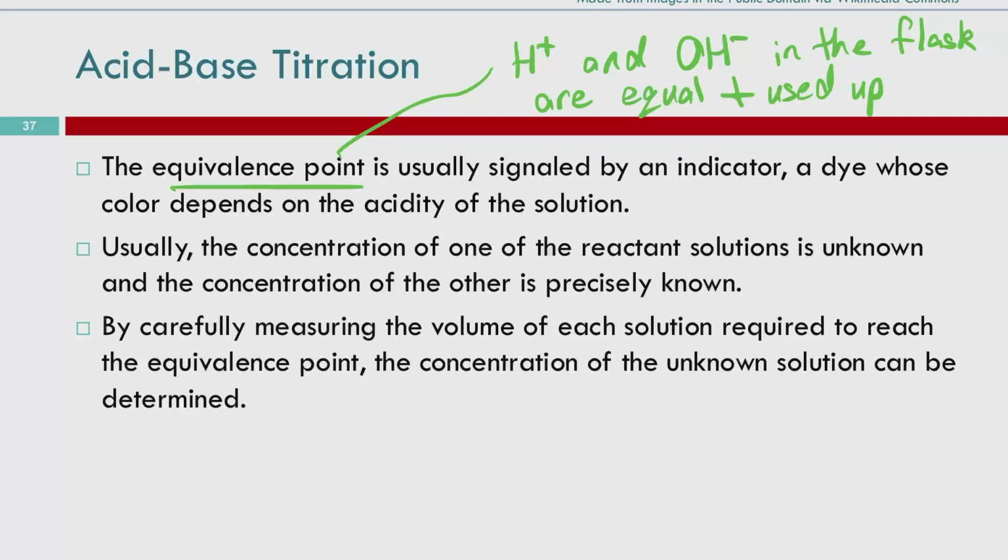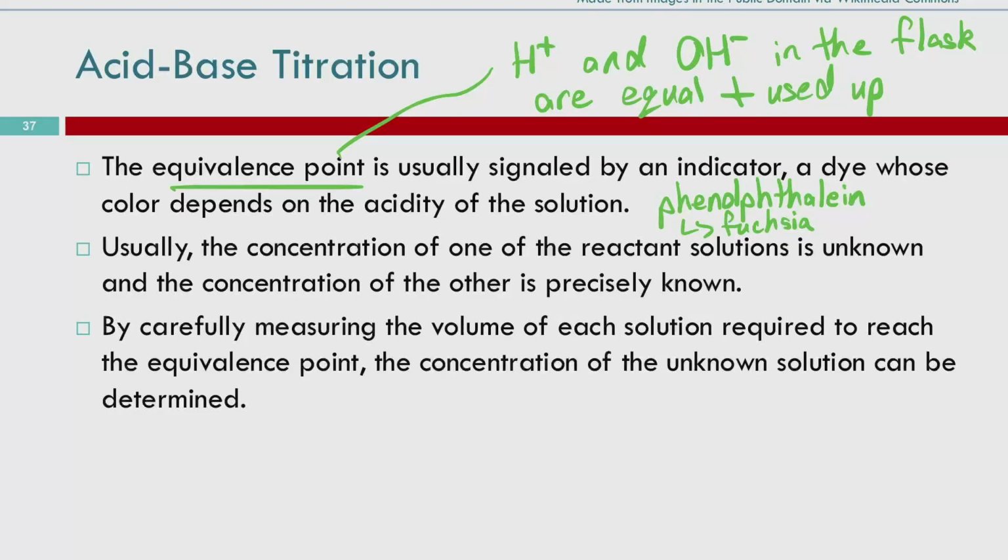The indicator that we're going to use is phenolphthalein. You don't need to know how to spell it, which is probably a relief to many of you. That's how you spell it, phenolphthalein. And it turns fuchsia. You also don't need to know how to spell fuchsia, which may also be a relief to many of you.